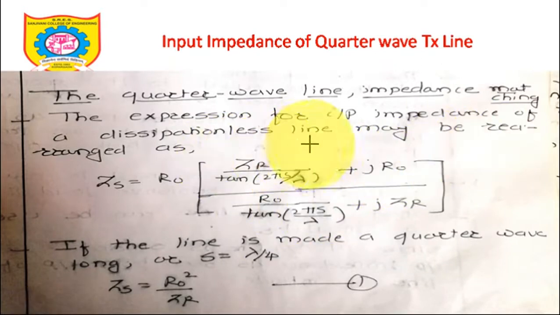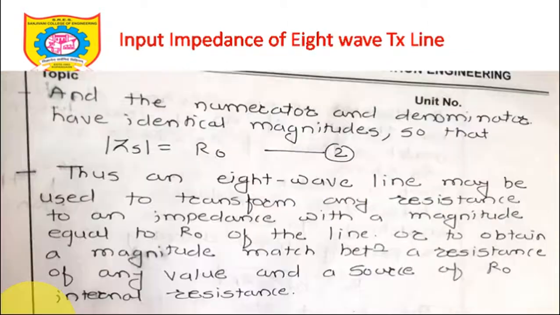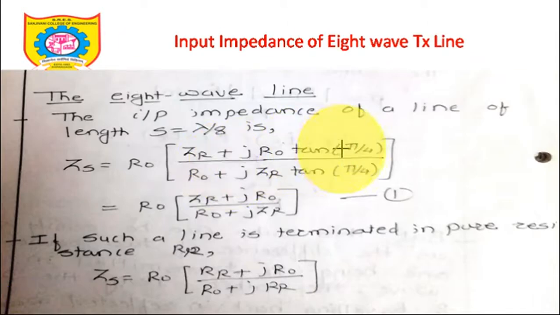So the expression for input impedance of the dissipationless line may be rearranged as R0 into, now what we have done, just this tan beta s on the right hand side is taken into the denominator. So tan beta s, because it is going to change certain values. So ZR, if you just remember, I will just write it here. R0 inside the bracket, the expression was something like this, R0 tan beta s, and this is also tan beta s.